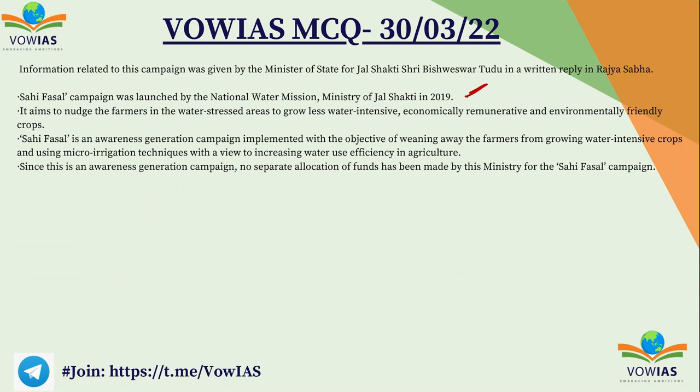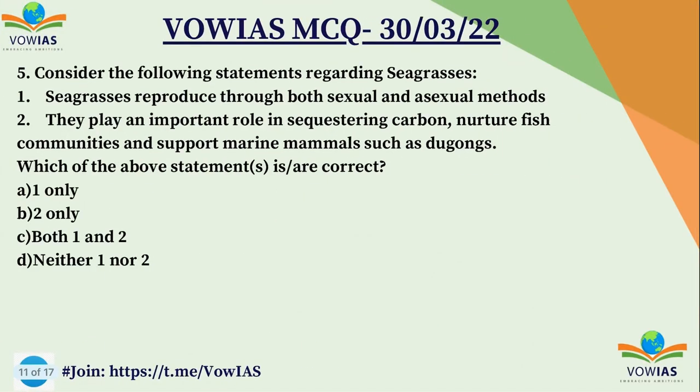Its aim is to nudge the farmers in the water stressed areas to grow less water intensive, economically remunerative and environmentally friendly crops. Sahih Fasal is an awareness generation campaign implemented with the objective of weaning away the farmers from growing water intensive crops and promoting micro irrigation techniques with a view to increase the water use efficiency in agriculture. And since this is an awareness generation campaign, no separate funds are allocated. So this is about Sahih Fasal campaign, and let's move on to the next one, the fifth question.